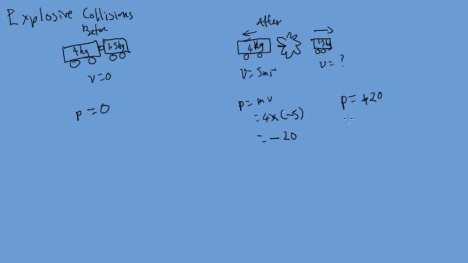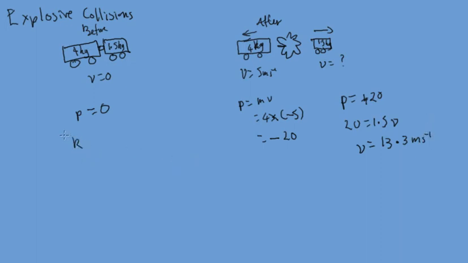So 20 is going to be equal to 1.5 times v, where the velocity is going to be 13.3 meters per second. Now we can look at the kinetic energy.